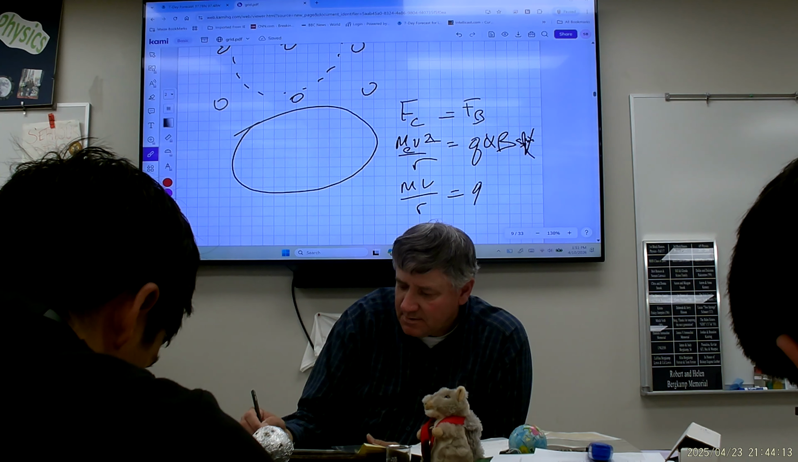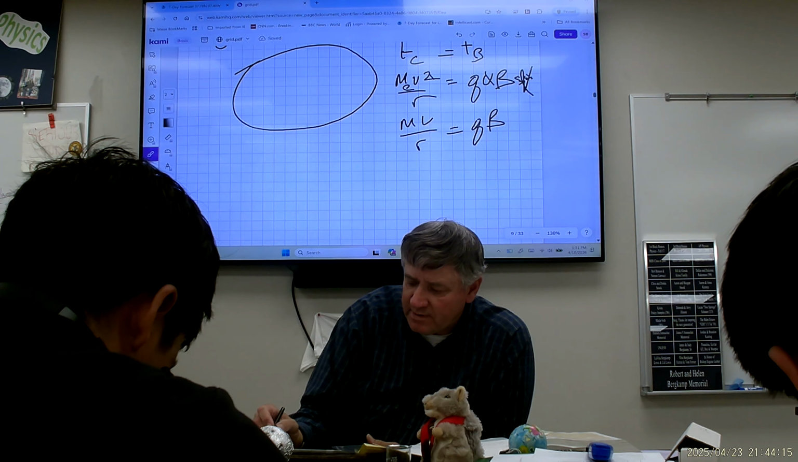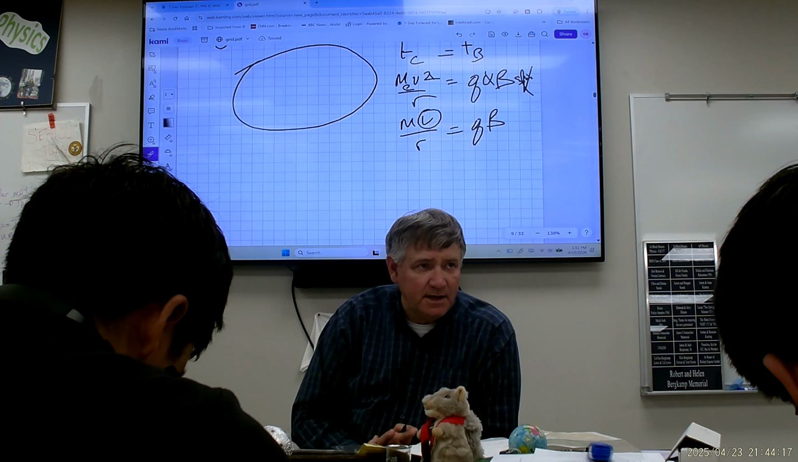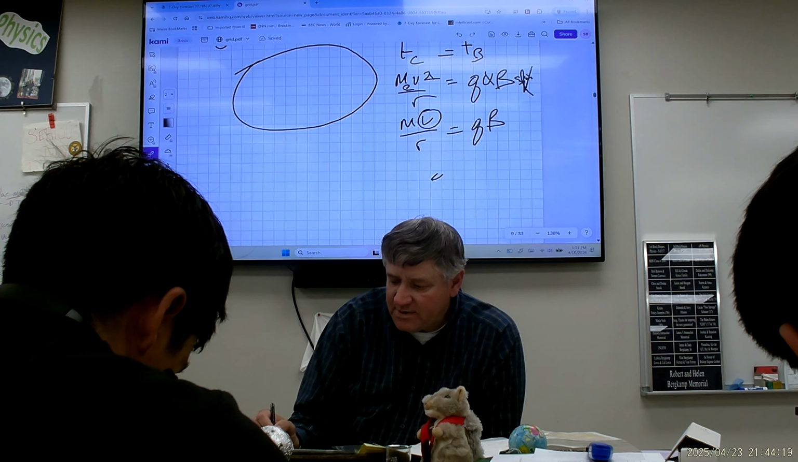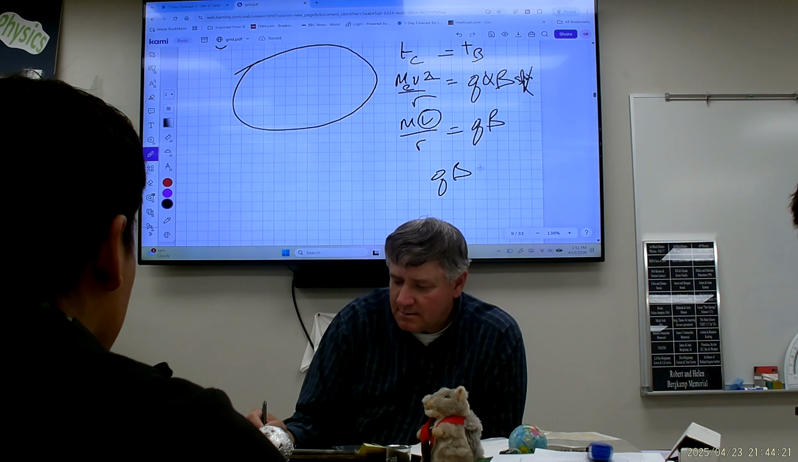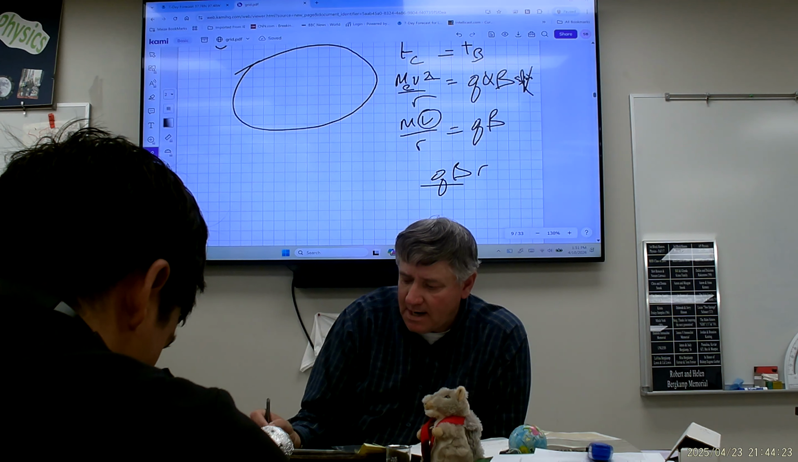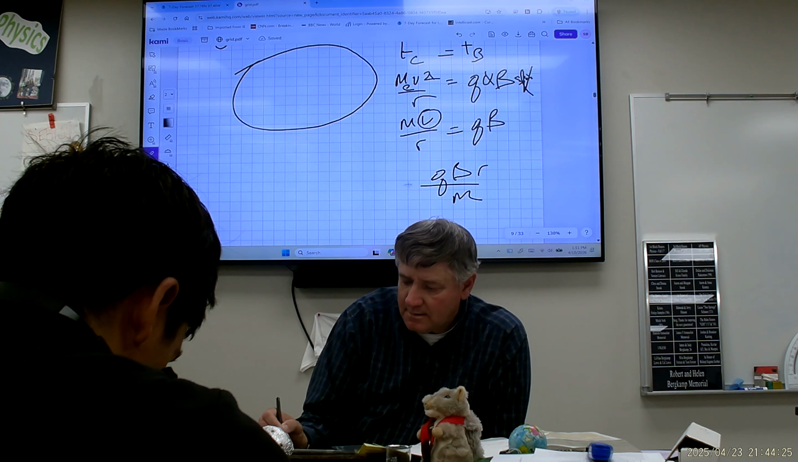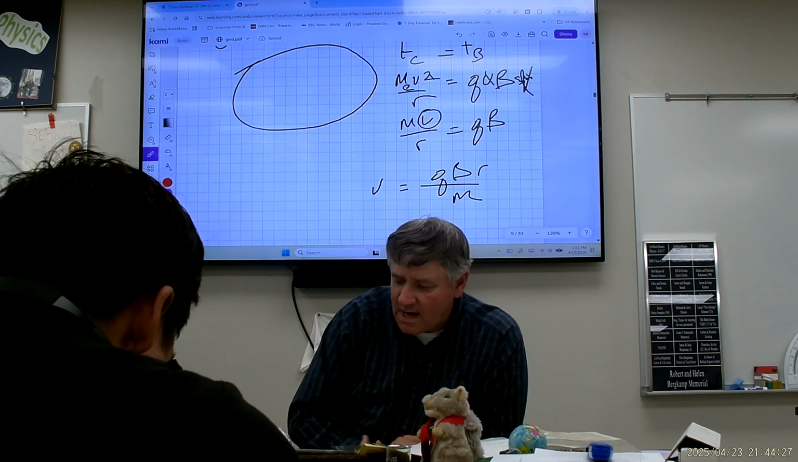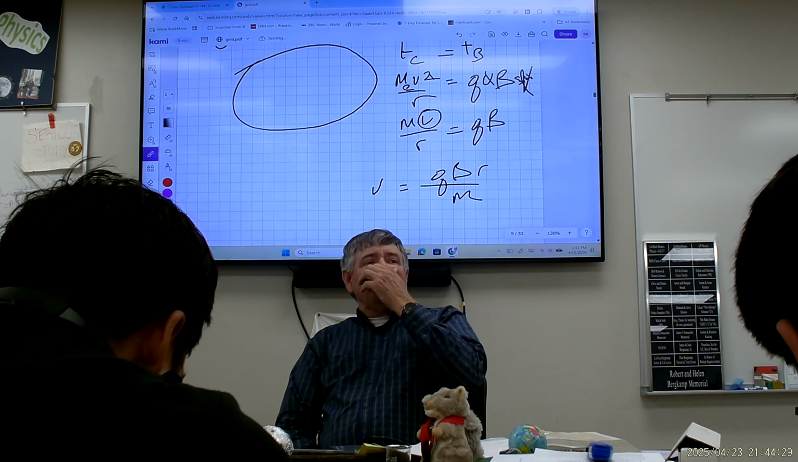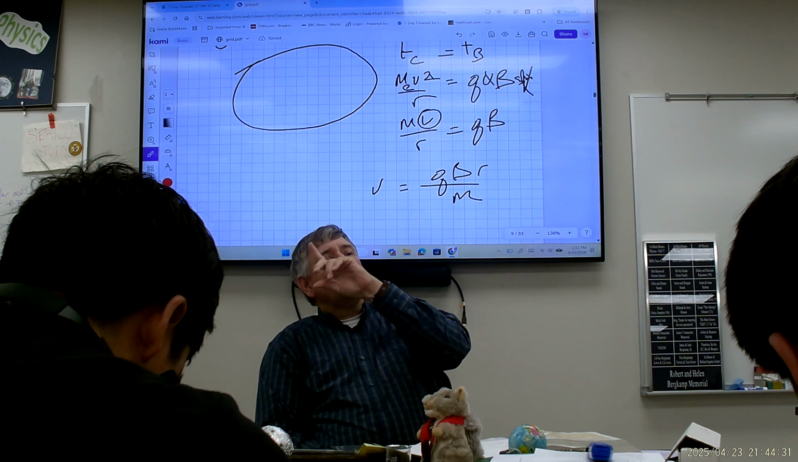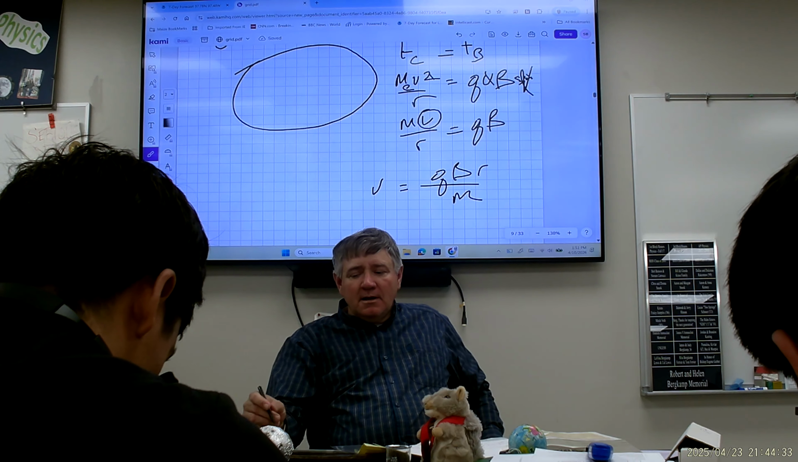r equals qB. So if you wanted to solve for velocity, let's say, times r divided by m, you would have qBr over m, and that's going to equal your velocity. Now, an interesting thing happens. Interesting thought.